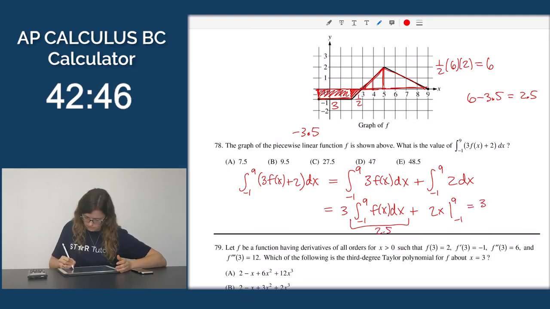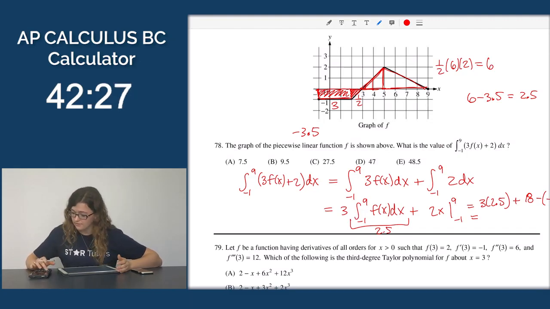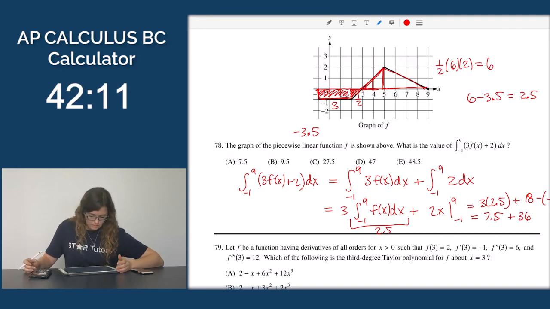So now my answer is going to be 3 times 2.5 plus, I plug in 9 and I get 18, and then I subtract when I plug in negative 1, which is subtracting negative 2. So be careful with negatives. 2.5 times 3. I can probably multiply 2.5 times 3 by myself, but now I have a calculator, so I can be sure that I don't make a mistake and get 7.5. And then I want to add 18 times 2, which is 36. So I add 36, 43.5. That's not an answer.